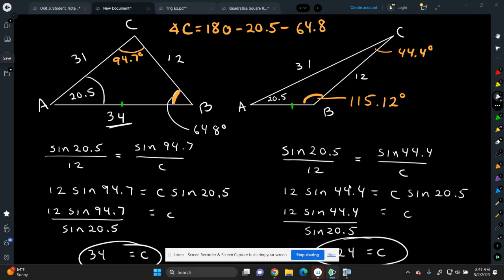Okay, you can spend the rest of the period doing your worksheet.